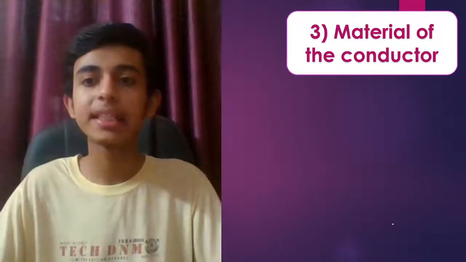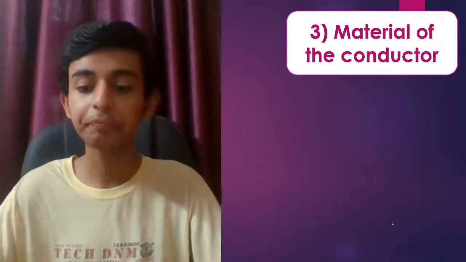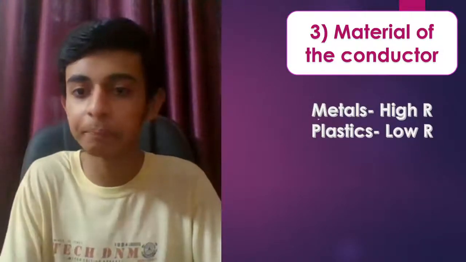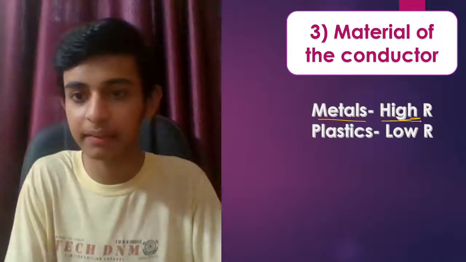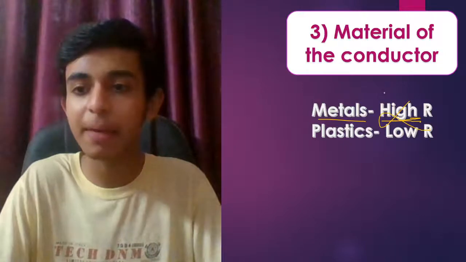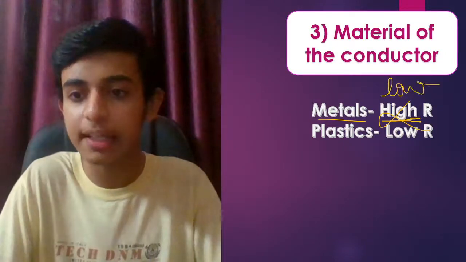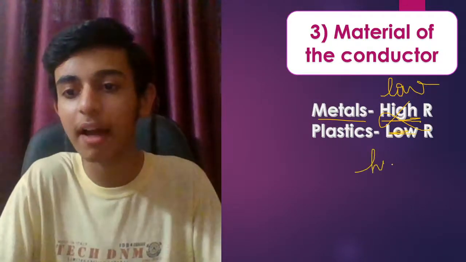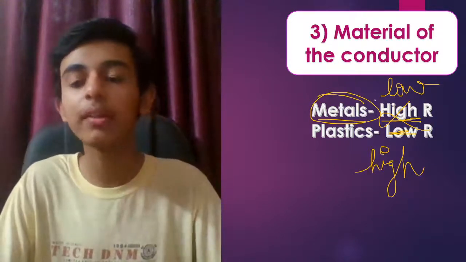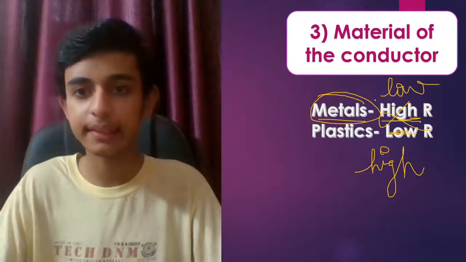And the third is the material of the conductor, what material the conductor is made up of. For example, if it is made up of metal, then it will have a low resistance. If it is made up of plastic, then it will have a high resistance, because the metals are going to allow the flow of current. Okay, so this is how the resistance is going to take place. I hope these three factors are clear.